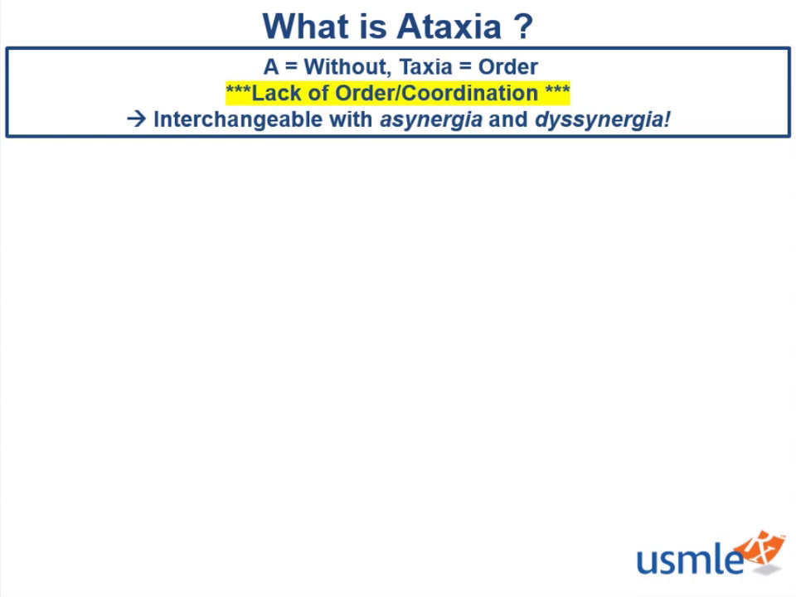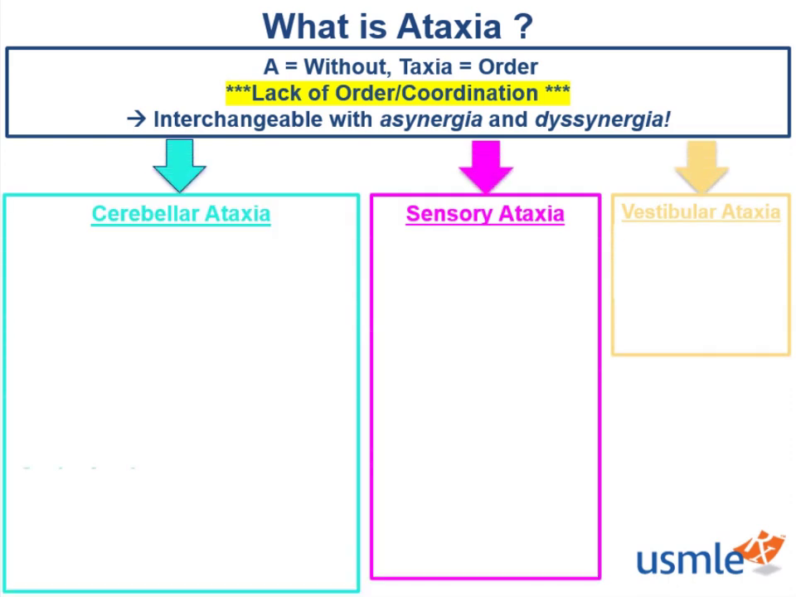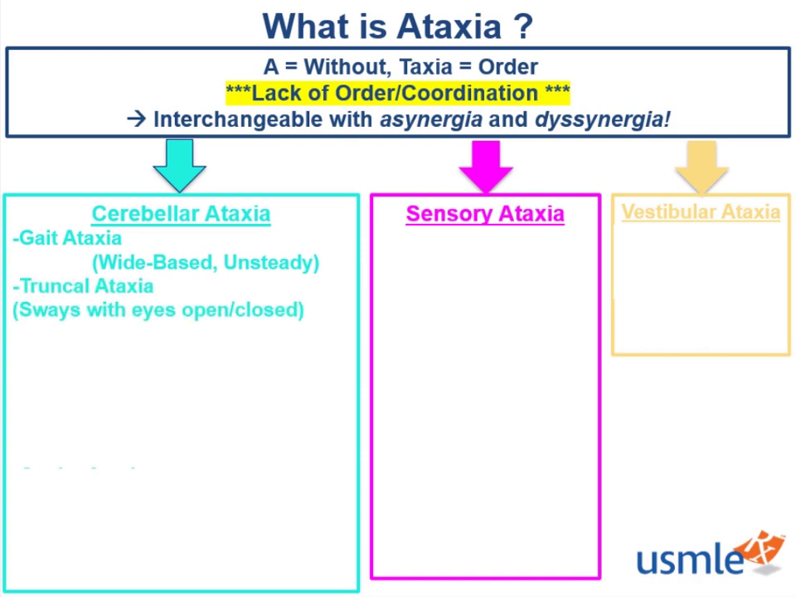I feel as students we sometimes think ataxia is synonymous with the cerebellum. It is not. There is cerebellar ataxia, sensory ataxia, and vestibular ataxia. For cerebellar ataxia, there is gait ataxia, where patients have a wide-based, unsteady gait. Truncoataxia, where the patient cannot remain upright. They sway, with their eyes open or closed.